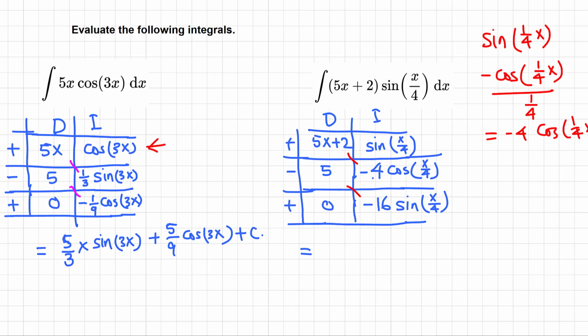So positive 5x plus 2 times negative 4 cosine x over 4, so negative 4 times (5x plus 2) cosine x over 4. This is 1/4 x anyways. And then minus 5 times minus 16, this one. So minus times minus is plus, 5 times 16 is 80, and then sine x over 4. That's it, plus C. Final.